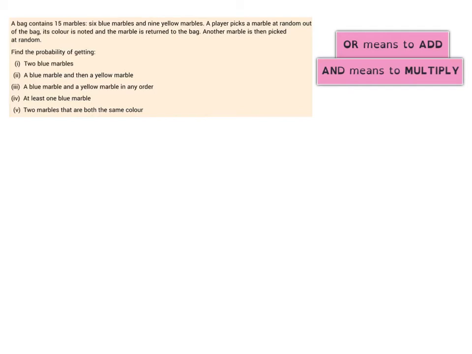So we need to find the probability of getting 2 blue marbles, a blue marble and a yellow marble, a blue marble and a yellow marble in any order, at least 1 blue marble, and 2 marbles that are both the same colour. Now this might sound like an awful lot, but let's break it down and answer it together. First of all, we need to find out what exactly is the probability of getting a blue and what is the probability of getting a yellow. So see, can you figure that out now?